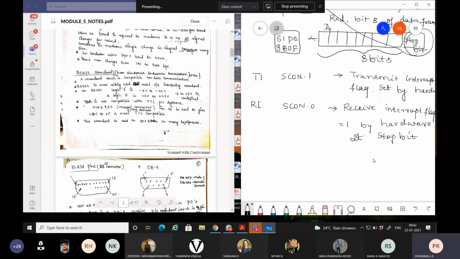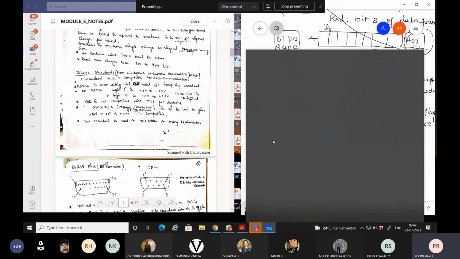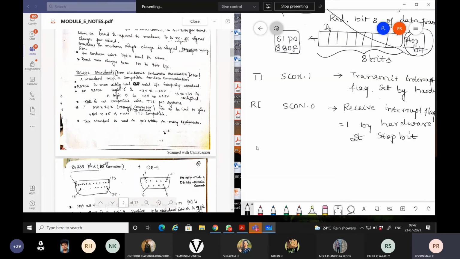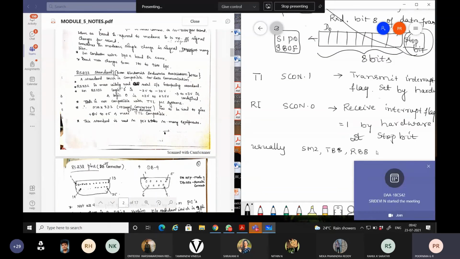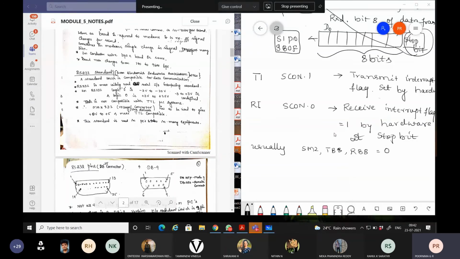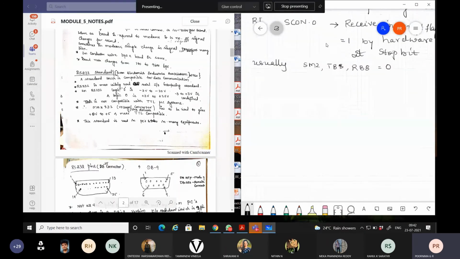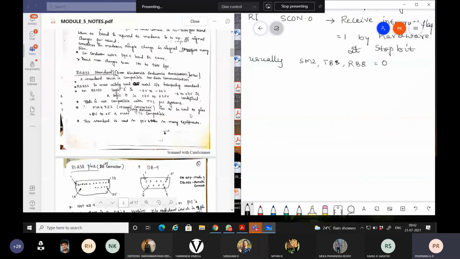So this is about the SCON register details. Please remember, students, usually the 3 bits SM2, TB8 and RB8 we will be setting to 0. Please remember this when you write any programs for serial communication.